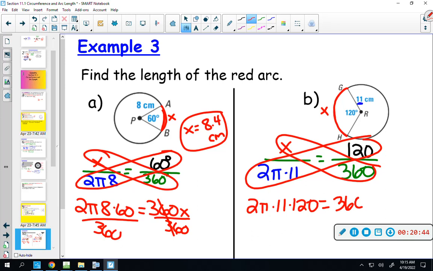And then I just punch it in. Now again, practice, this is a skill all on its own. Practice punching that in to make sure you get the correct answer. Yeah, I rounded this one to the whole. You should get 23 centimeters.